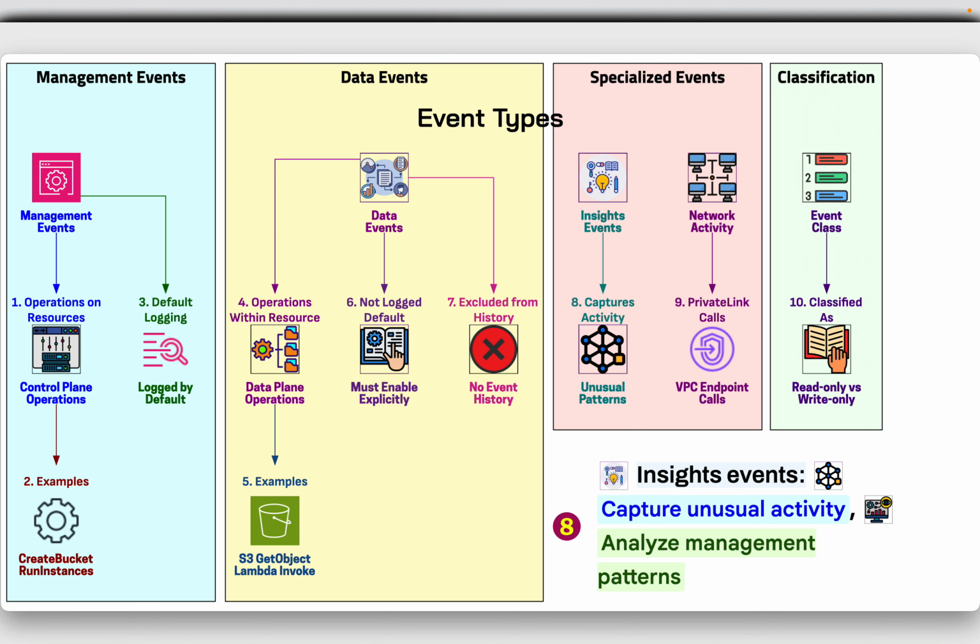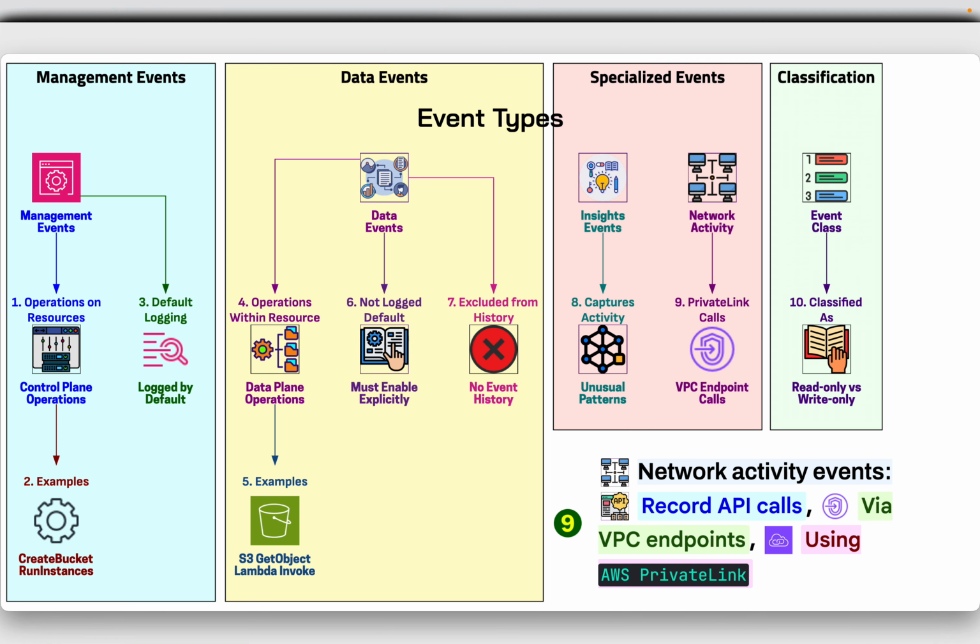Insights events. So the third type, insights events capture unusual API activity by analyzing management event patterns. Network activity events record API calls made through VPC endpoints using AWS PrivateLink. So this is another type of event, network activity events.